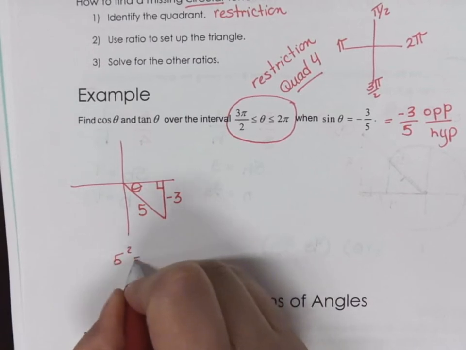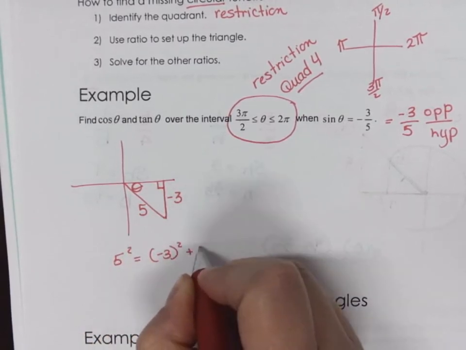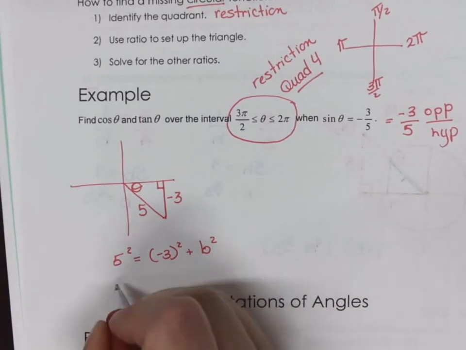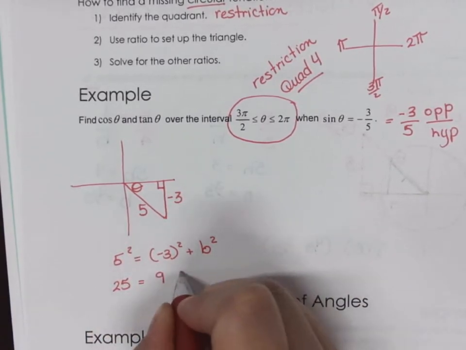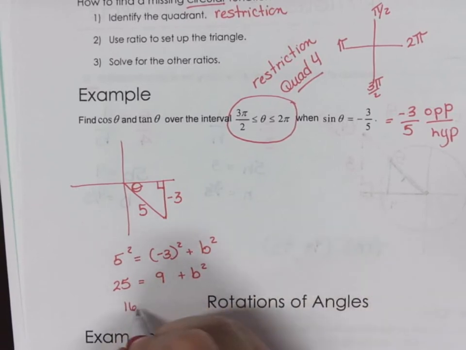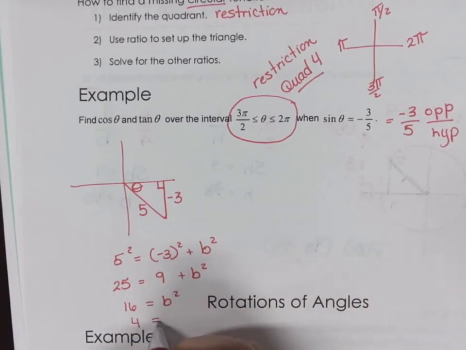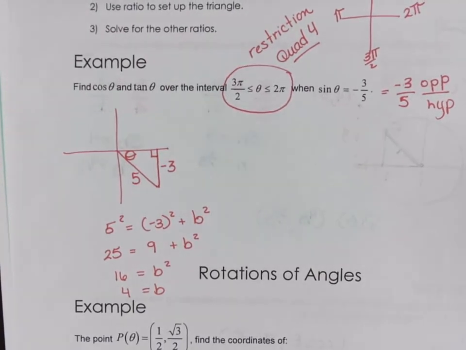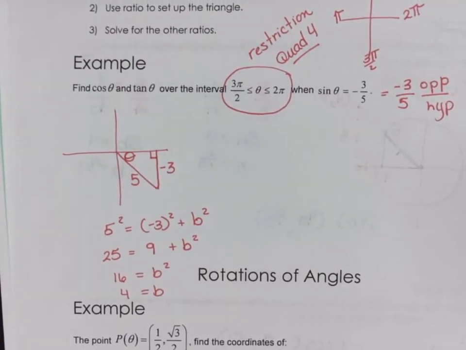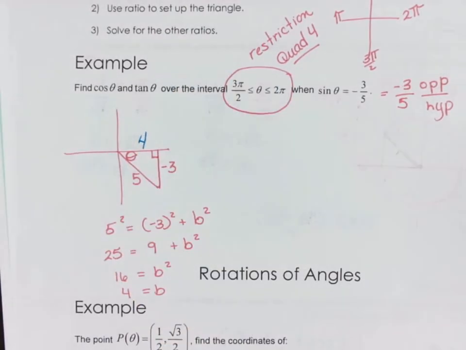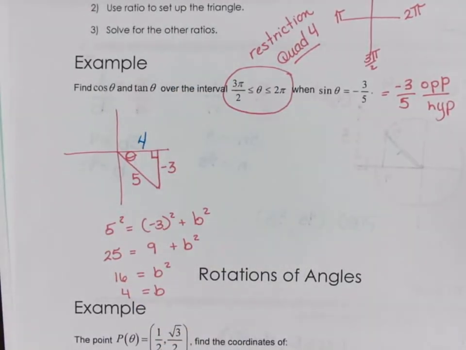you just use the Pythagorean theorem to find that. So 5 squared equals negative 3 squared plus, I don't know, we'll go b squared. So I have 25 equals 9 plus b squared. 16 equals b squared. 4 equals b. Remember that your hypotenuse always has to be c squared in this, so that's 4. And it's a positive 4. So knowing where you are in the quadrants, you're going to either put a positive 4 on or a negative 4 on. But because we are in quadrant 4, I know my x is positive.